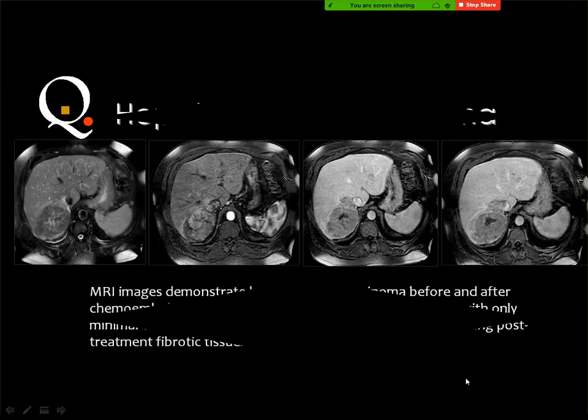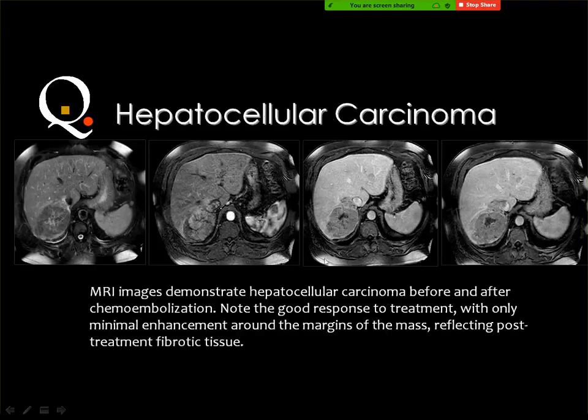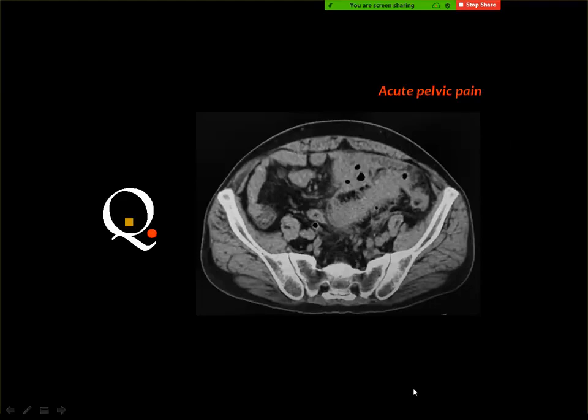HCC. Yes, this is arterial phase enhancement, washout, and delayed enhancing capsule, typical of hepatocellular carcinoma.